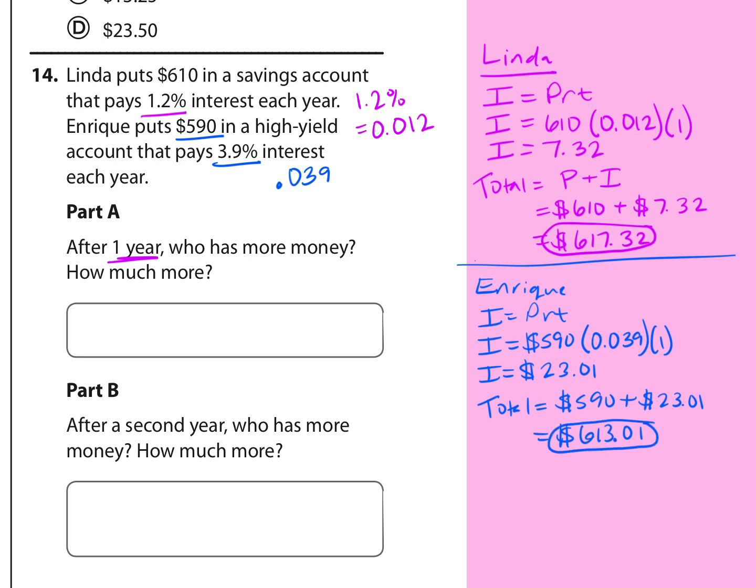So who has more money? Linda. How much more? Well, we'll just subtract. We could say 617.32 minus 613.01. We get $4.31 more.